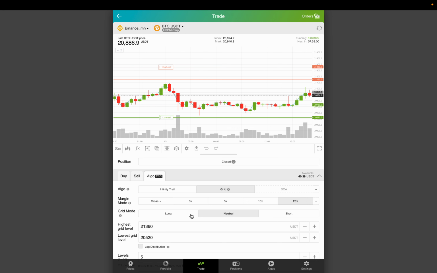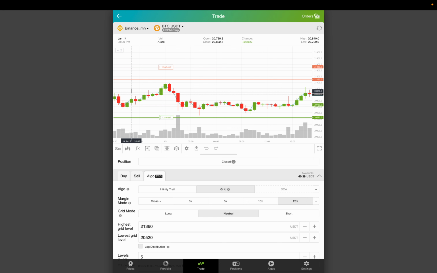Now let's go into the tiny details of why that happens in the mechanics of the workings of the grid. And for that, I want to once again quickly recap the main points of how the neutral grid works. When it's initially set up, a neutral grid places sell orders above the market price and buy orders below the market price, leaving the closest level to the market price without an order.